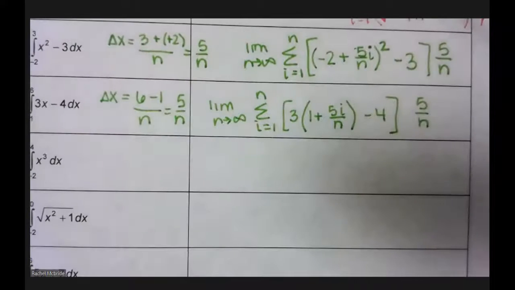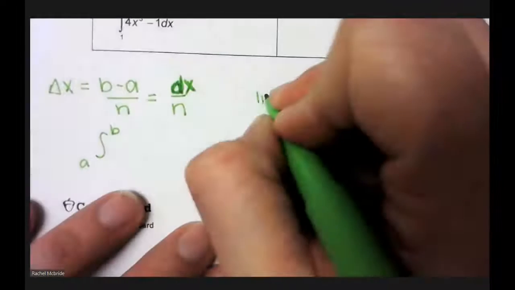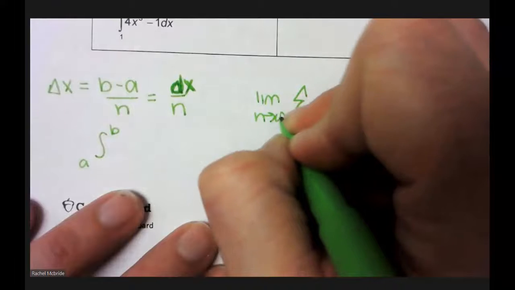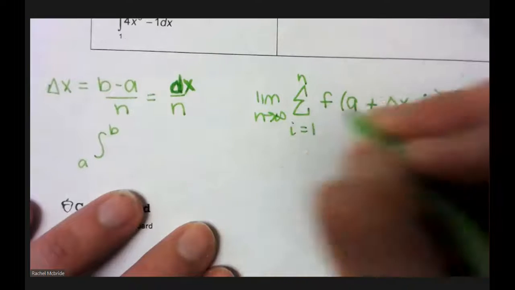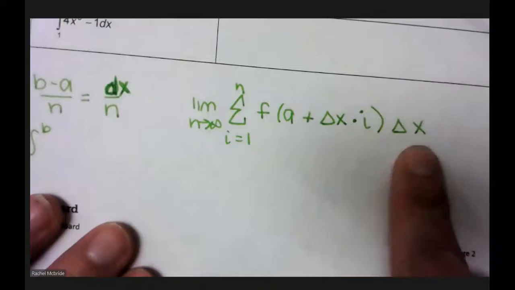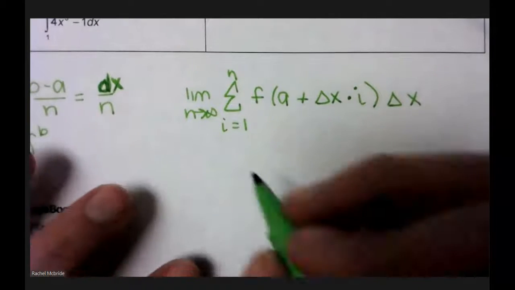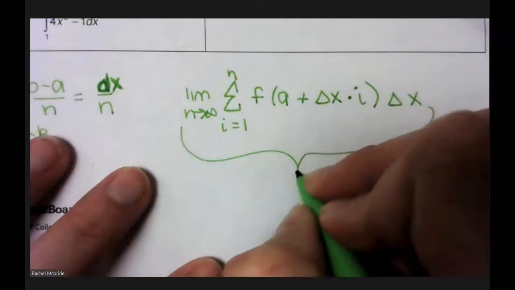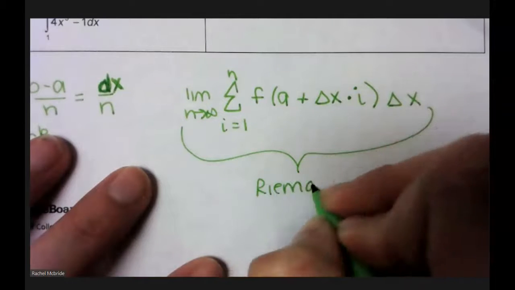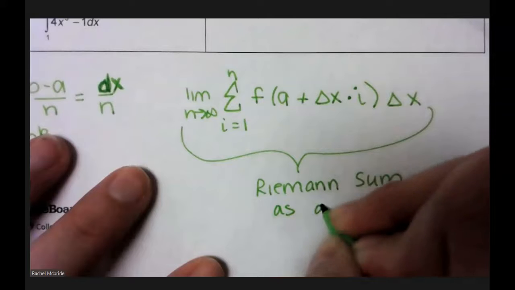And again, once you do like 1 or 2, now that we've done the third one, it's like, okay, I see it, I feel it. It's the limit down here as n goes to infinity, i equals 1 to n, f of a plus delta x times i times delta x. That is the Riemann sum. So this represents the Riemann sum as an integral.